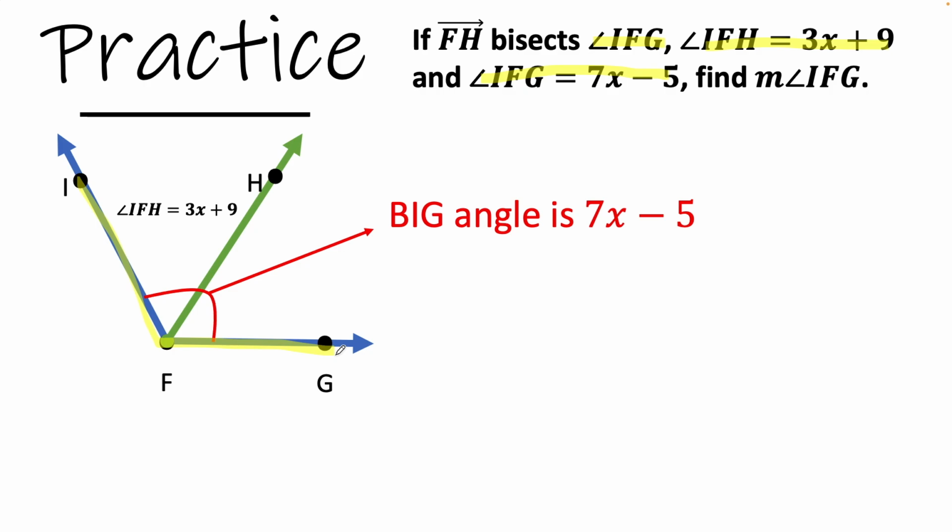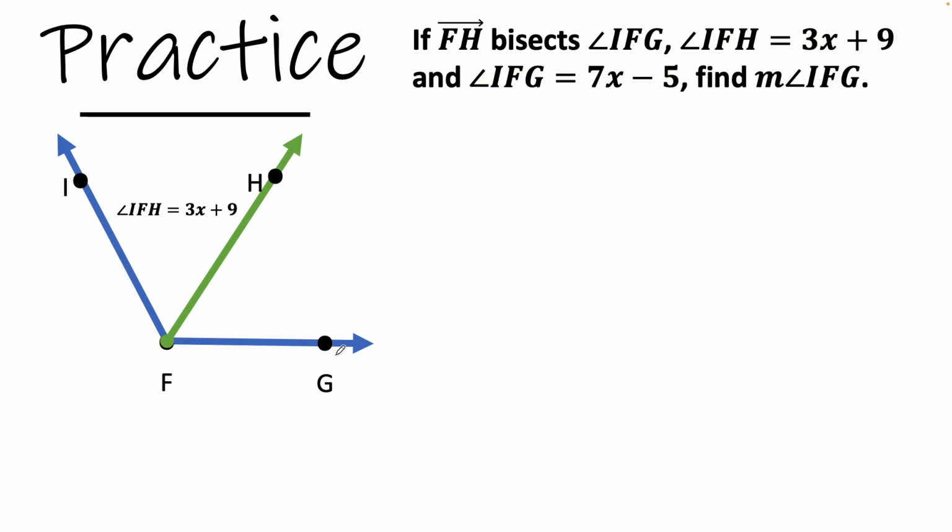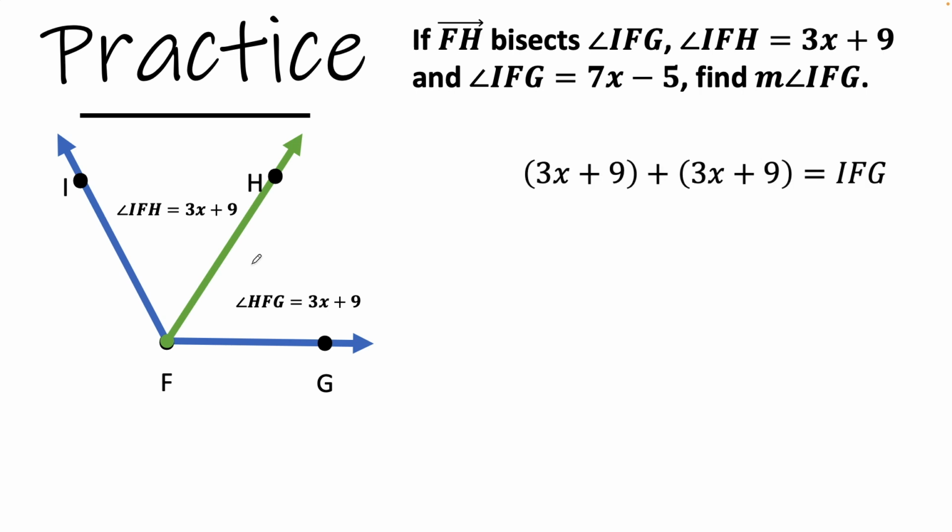And let's see what we know with this information. Now, FH is the angle bisector. It cuts it right in half. So if this guy is 3x plus 9, what's this guy? Also 3x plus 9. They're the same measure. So if we add them together, we get the big angle, IFG. Remember what they said, IFG is 7x minus 5. And now it's just algebra.